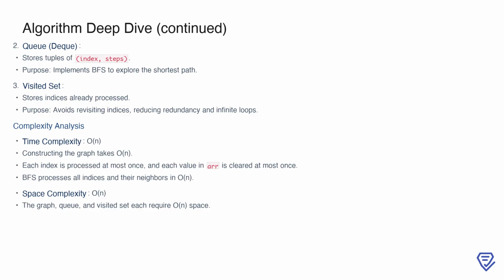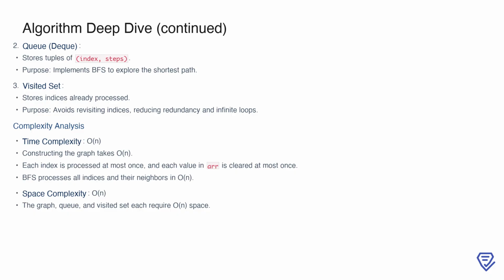The second data structure is a queue, implemented using a deque. Each element in the queue is a tuple containing the current index and the number of steps taken so far. The queue enables the BFS traversal, allowing us to systematically explore all possible paths. The third data structure is the visited set, which stores indices that have already been processed. This prevents revisiting indices and ensures that the algorithm avoids unnecessary work.